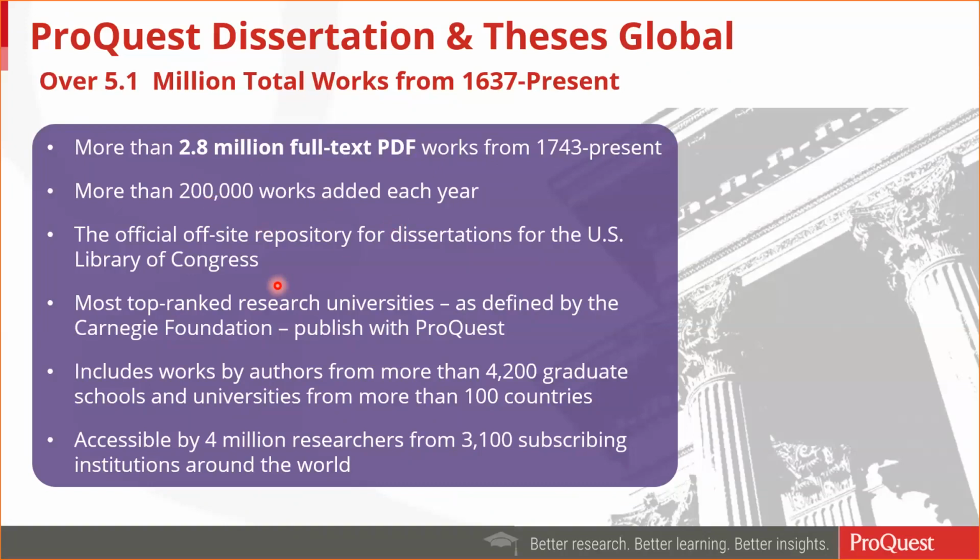And you can see some of these top ranked universities have been publishing in this ProQuest Dissertations and Theses, which means you have visibility to what research has been done in institutions like Oxford, or even Cambridge, or even the Ivy Leagues in the US and so on. So some of the top universities have participated, and we have the visibility to see their research and their findings.